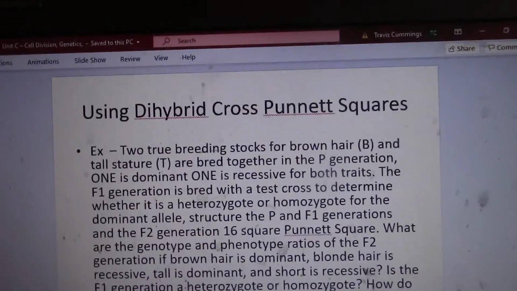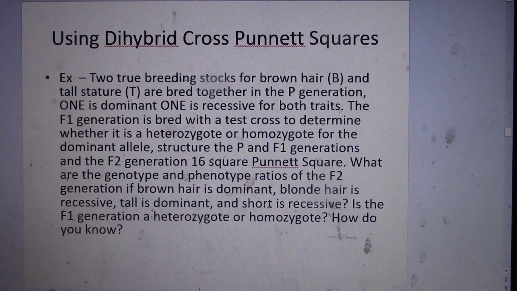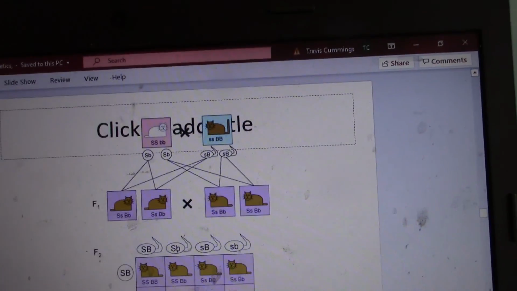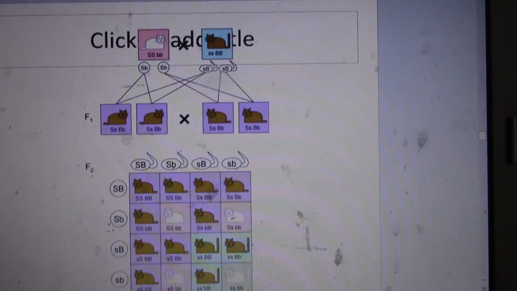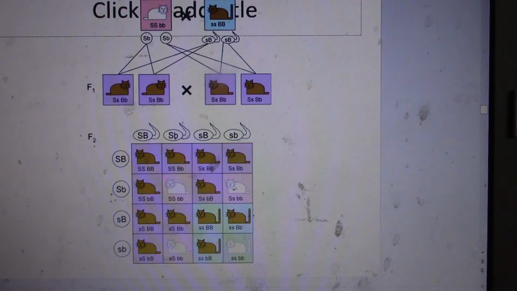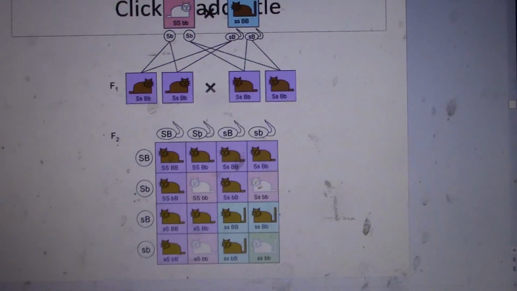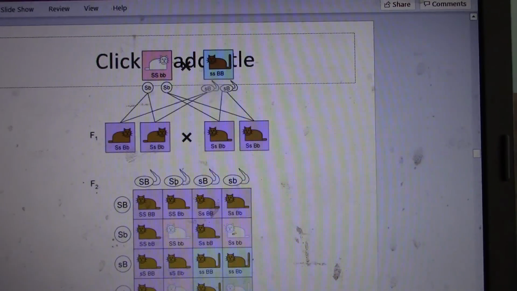That's what this is. So two traits. We've only been talking about one trait. So we're going to talk about two traits together. We're going to make Punnett squares based on 16 square Punnett squares and looking at two traits. So I'm just giving you an example here, just how to look at gametes with this first.